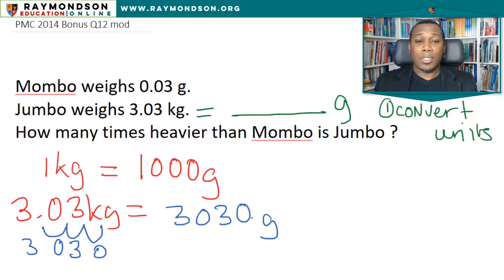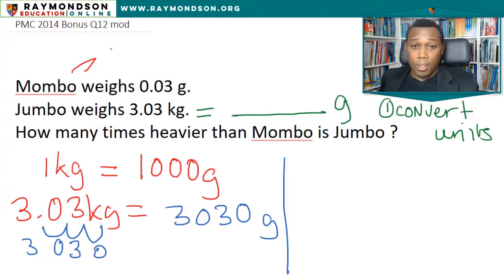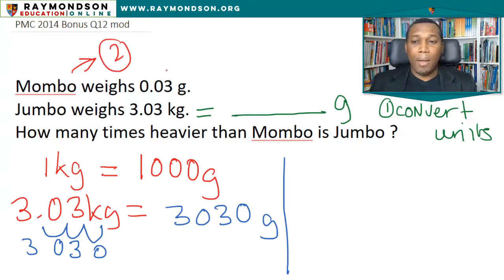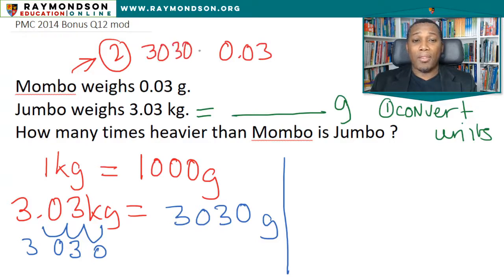So now, if I want to know how many times heavier, the question is now asking, and step 2 really is, how many times will... I was just going, it's a division problem. Sometimes you're thinking, how do I frame this to make it clear? I want to know how many times I can get 0.03 in 3030. And how many times a number goes into another number, that's division. How many 0.03s do I have in 3030?